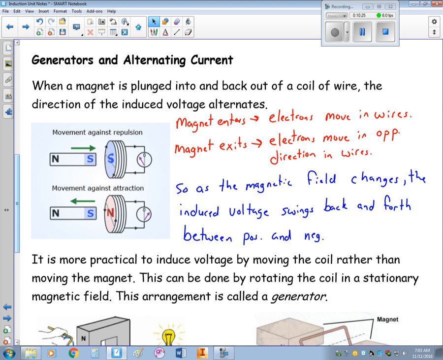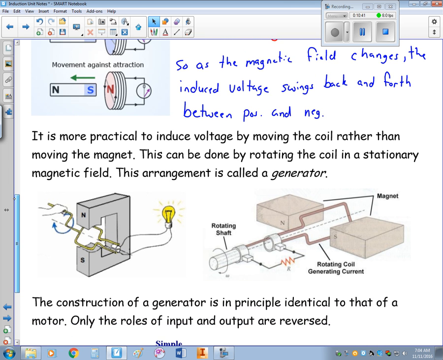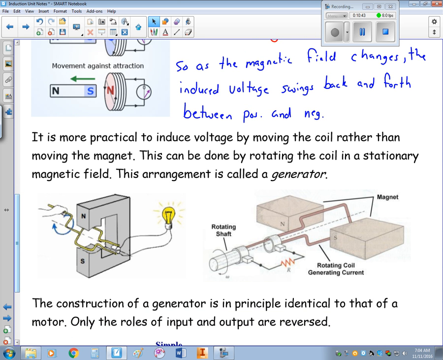And honestly, it doesn't matter too much which one is which, but what's important to realize is that this changing direction of the magnet causes a needle on a gauge to deflect in opposite directions. And we define one direction as positive, the other direction as negative. So it's more practical then to induce a voltage by moving a coil rather than moving a magnet. And there's certain reasons for that.